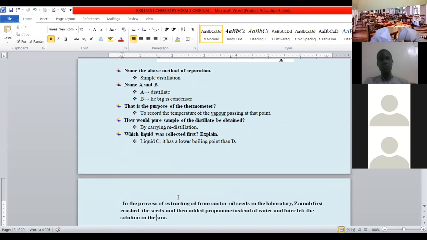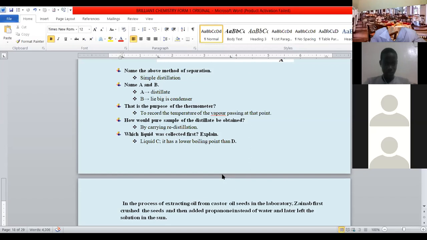You should know that. Another question that can be asked here, why did the designer just add propanol, not water? And why was the mixture left in the sun? You should know that. So let us begin. Why was the seed first crushed? Yes, Dean. The seed was crushed to increase the surface area of contact with the solvent.